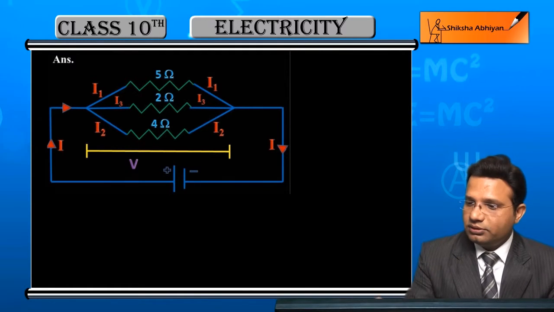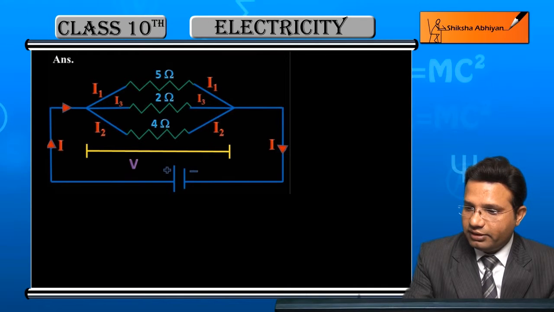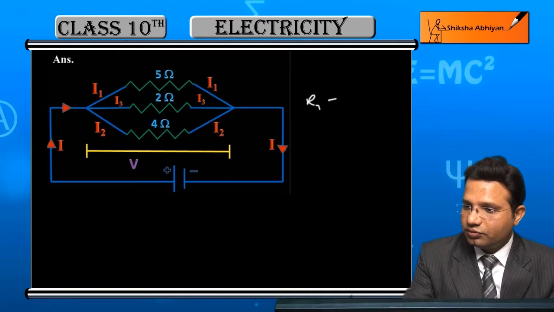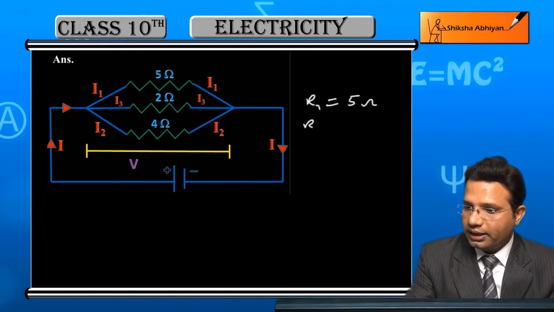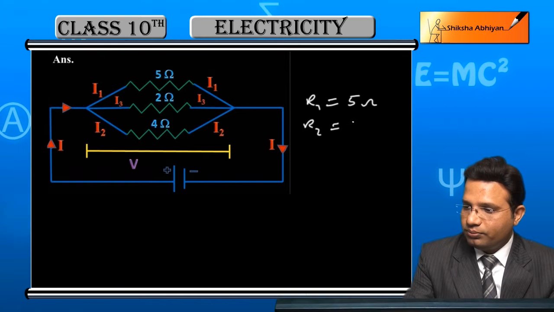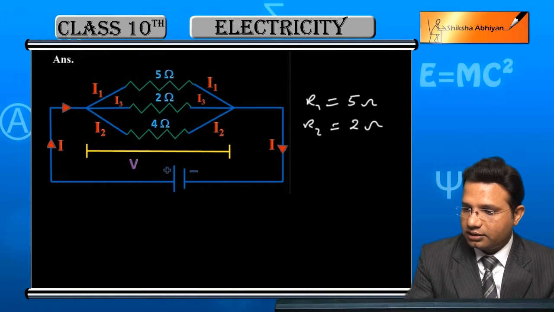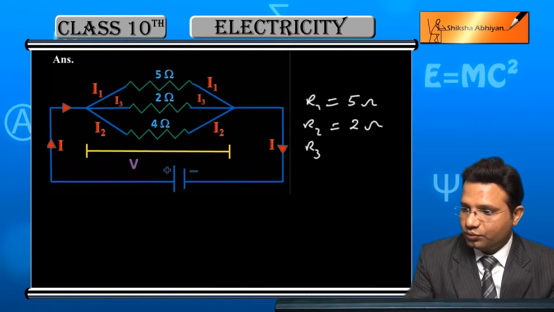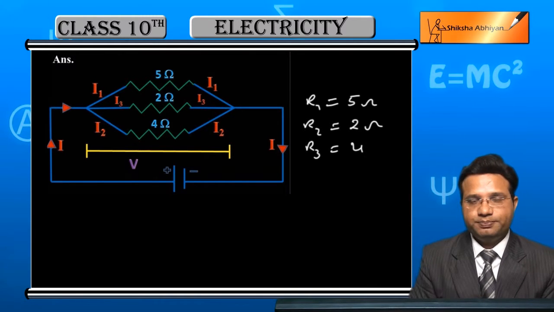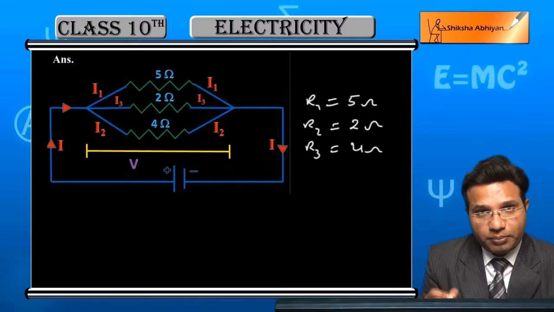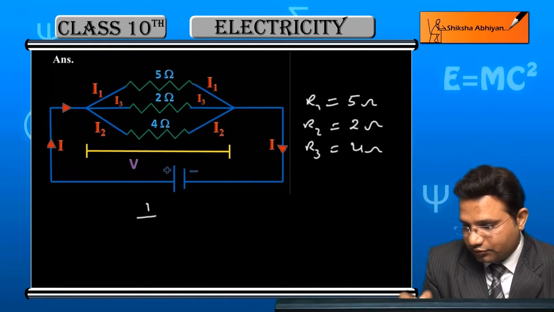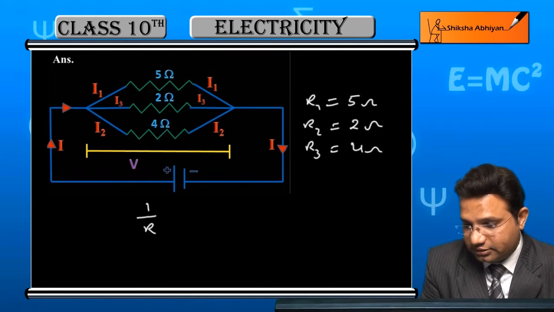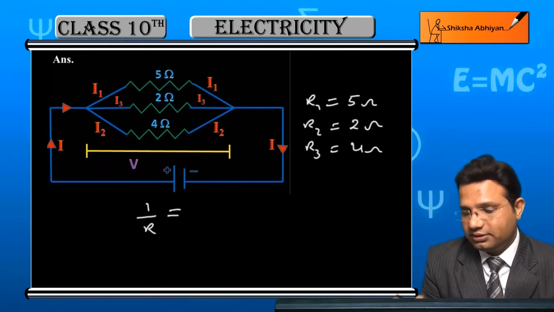We can assume the values of the given resistors as R1 as 5 ohm, R2 as 2 ohm, and R3 as 4 ohm. Okay. Now, for parallel combination, the formula for equivalent resistance is reciprocal of individual resistances.